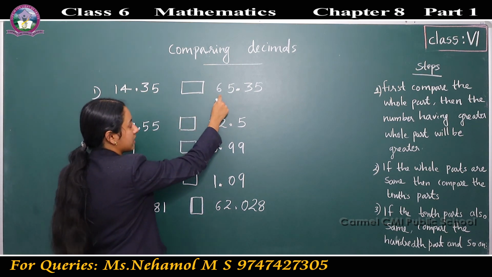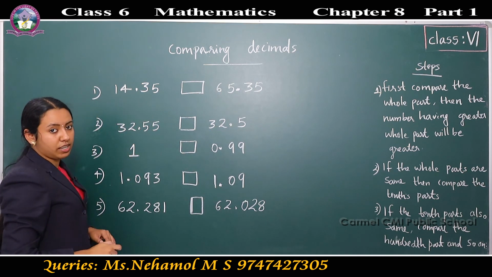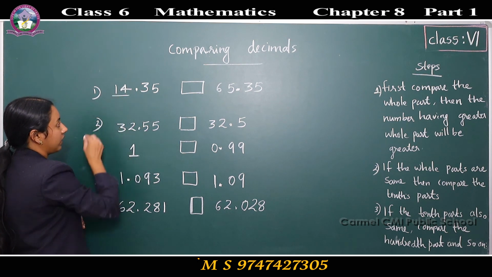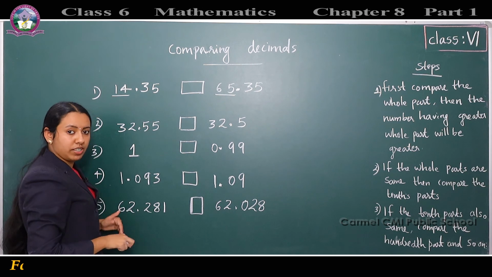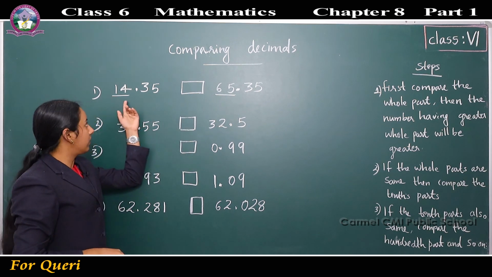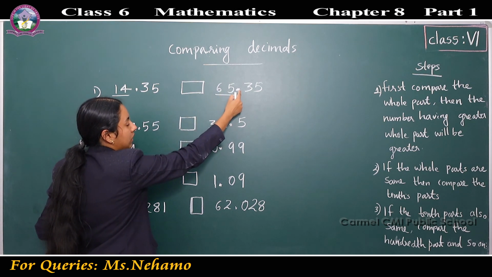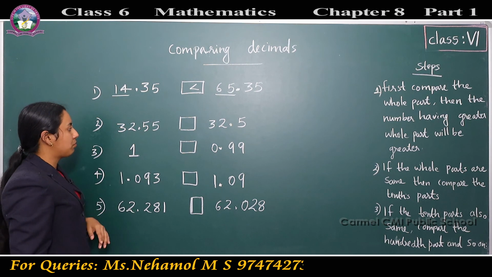14.35, 65.35. Which is greater? First compare the whole parts. Here whole part is 14 and here 65. Which one is greater? 65 is greater than 14. So 65.35 is greater.